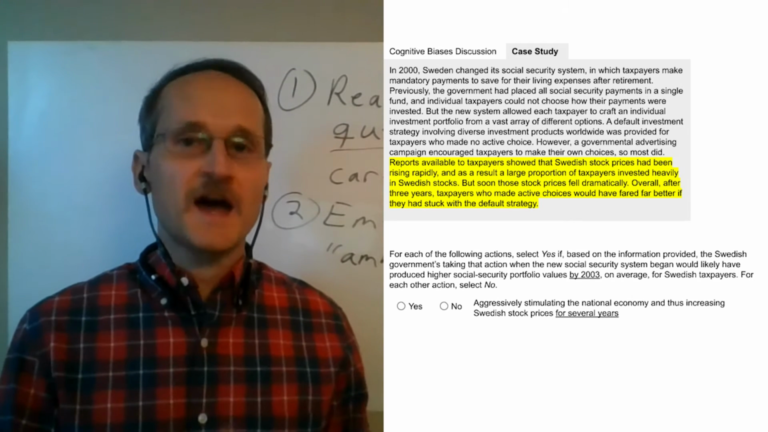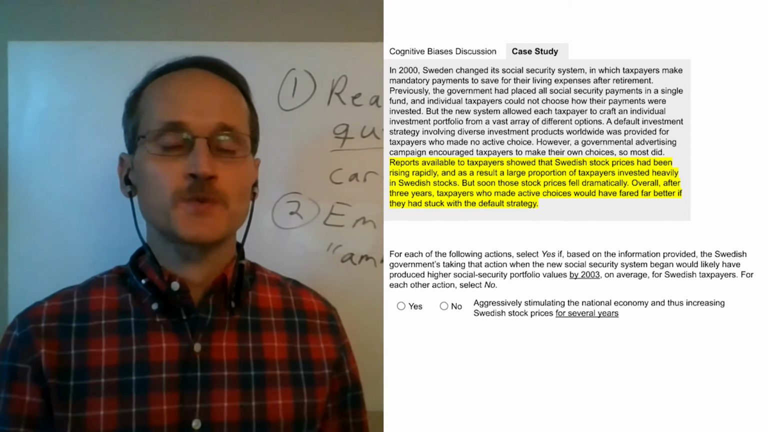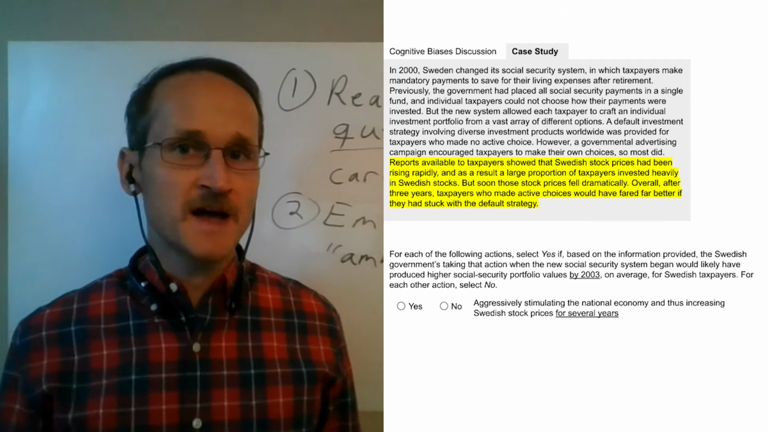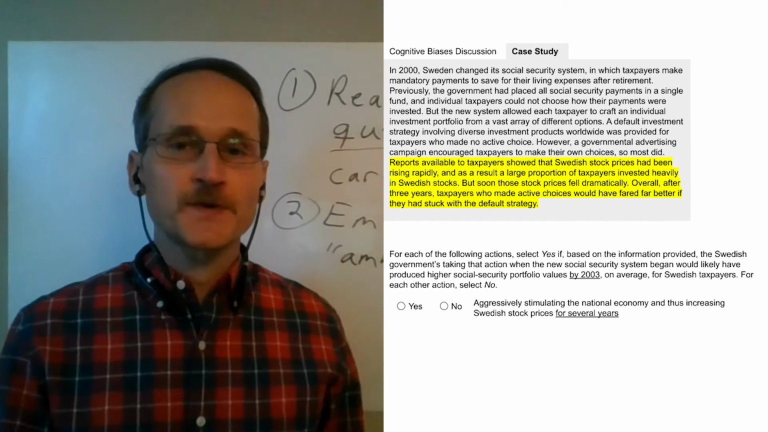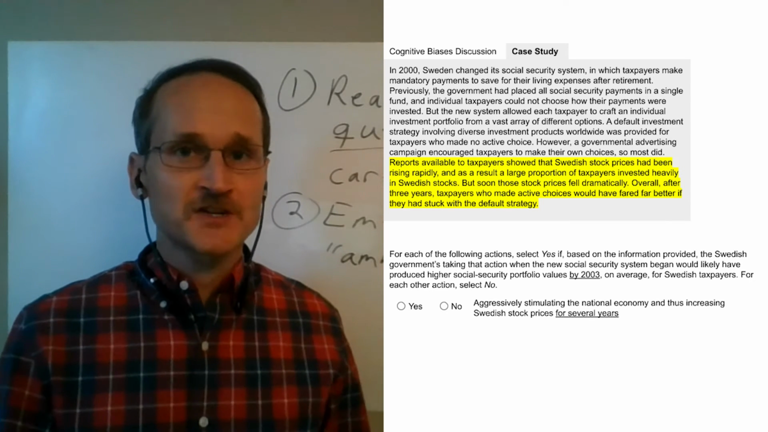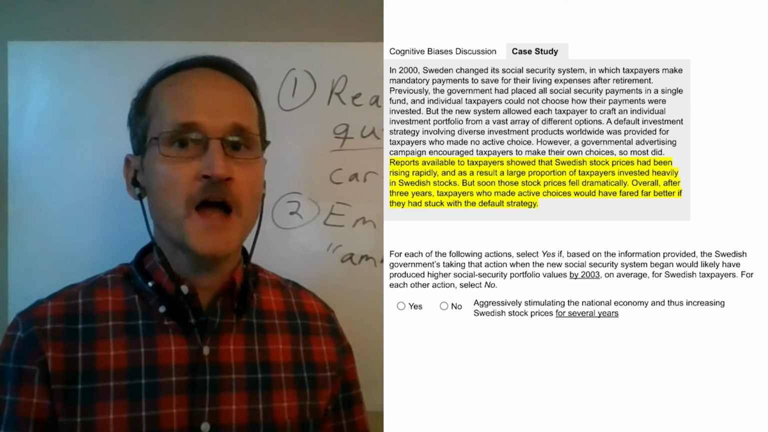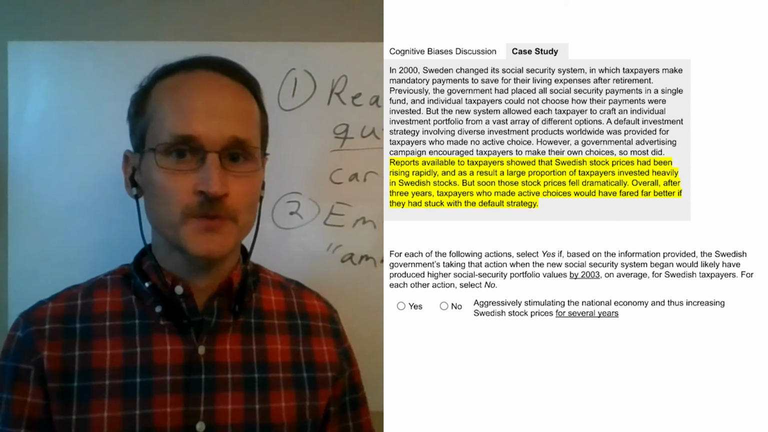Okay, so we know what actually happened. Taxpayers, a large portion of them, invested heavily in Swedish stocks. Those prices fell dramatically, and they would have been better off sticking with the default. This question is giving us 3 hypothetical government actions and asking us if those actions would have been likely to produce higher portfolio values on average by 2003 for Swedish taxpayers.